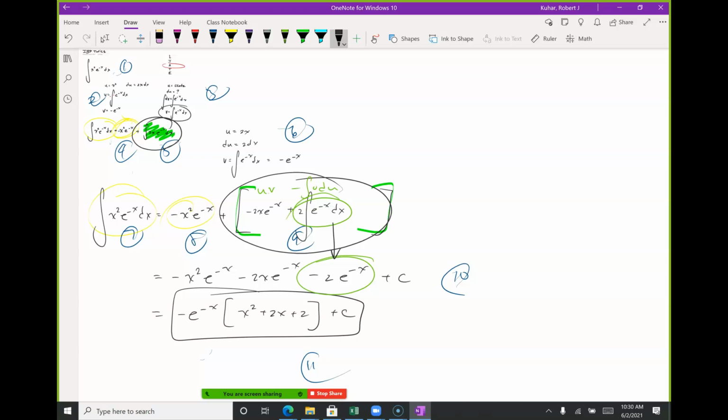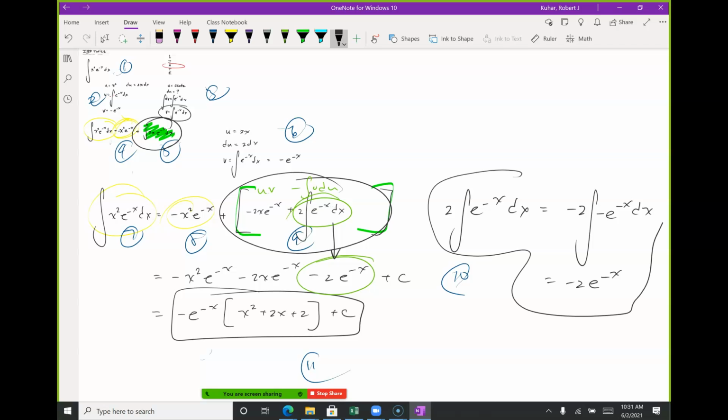So from here to here, right? So 2 times the integral of e to the minus x dx is negative 2 times the integral of negative e to the negative x dx. There's my U sub. And then I get negative 2 e to the minus x. I kind of skipped all of that, right? Where u is negative x and du is negative 1 dx. So I have now negative 2 integral of e to the u du. Yeah, I skipped all of that piece. Okay.